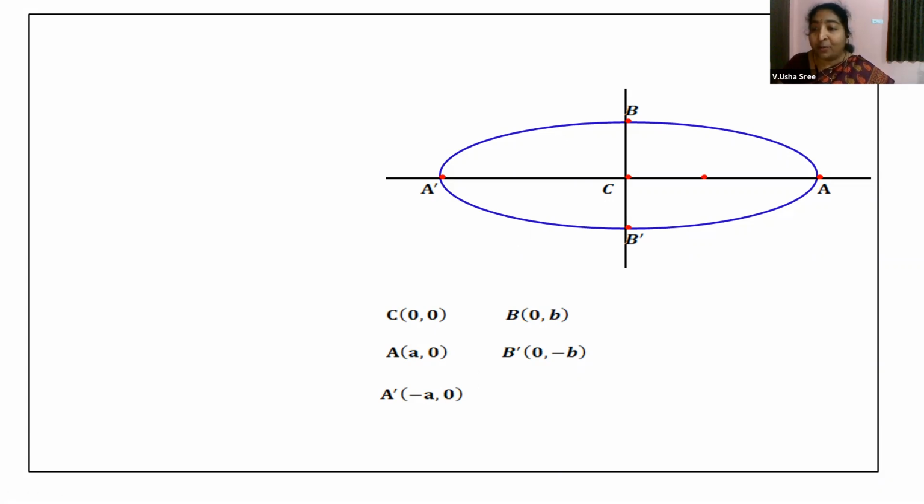Right. Now, we'll take S as the focus. For the focus, what will be the coordinates? (ae, 0), isn't it? And what will be S dash? S dash is again at a distance of ae only, but on the negative side. So the coordinates will be (-ae, 0), but the distance will be ae only from the center.